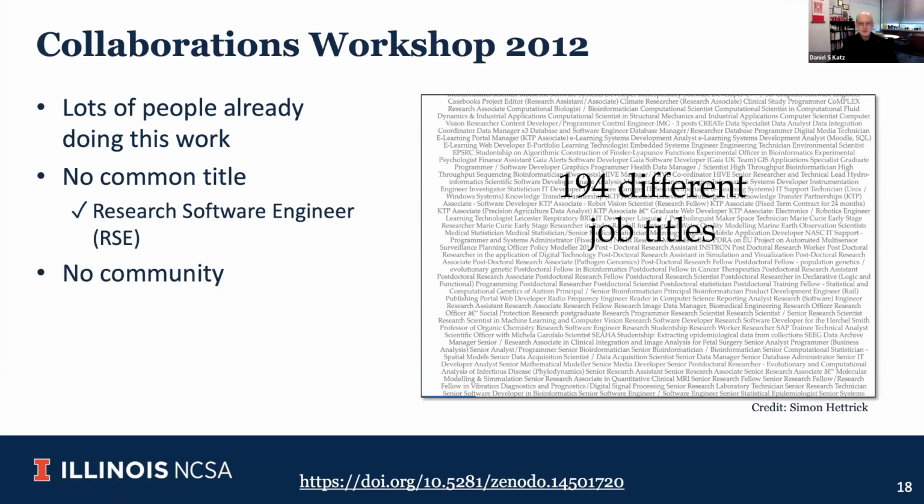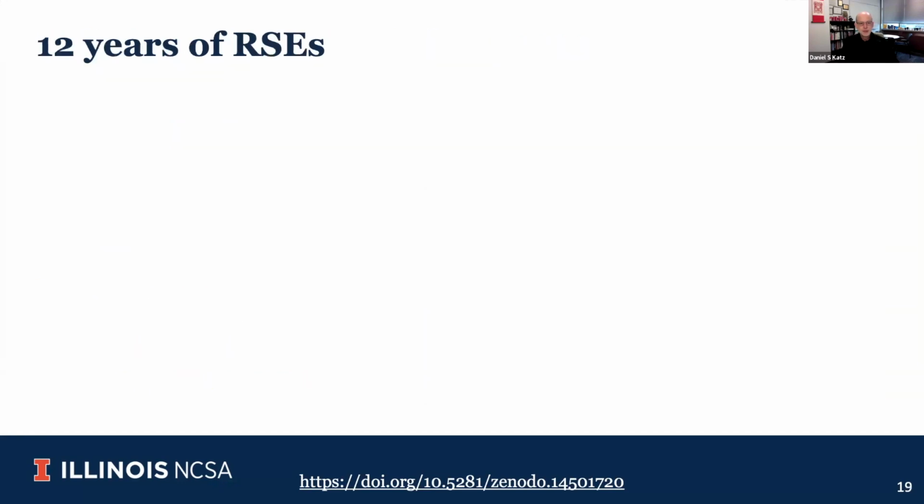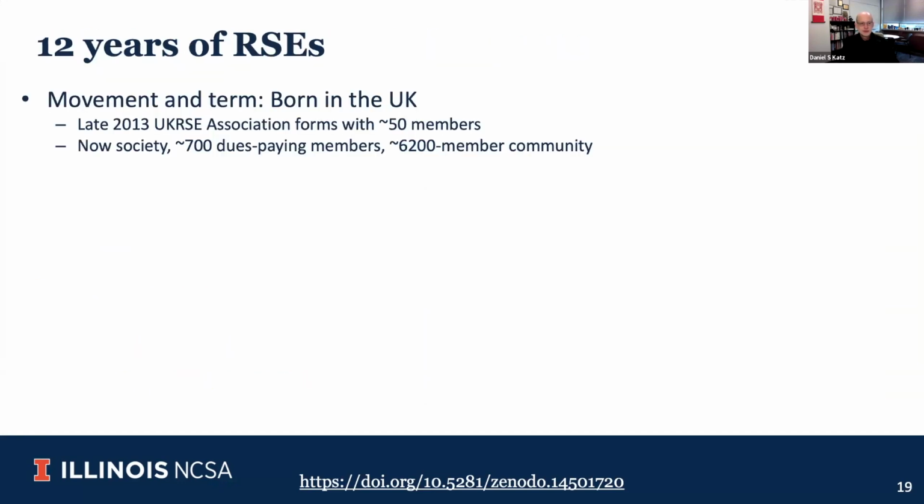There was no community of these people at this point, and so the Collaborations Workshop decided to start creating an association, and that then led into societies and multiple associations. This wasn't seen as a profession, and so there was the need to build career paths and to build structure around this kind of work. In the 12 years since then, there has been a lot of work. The movement and term, again, born in the UK.